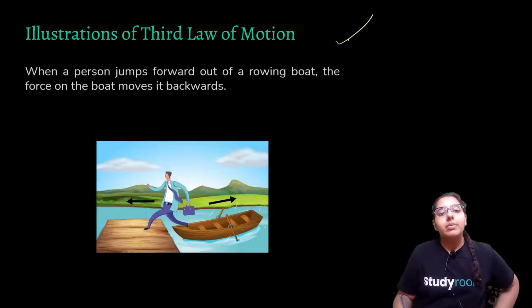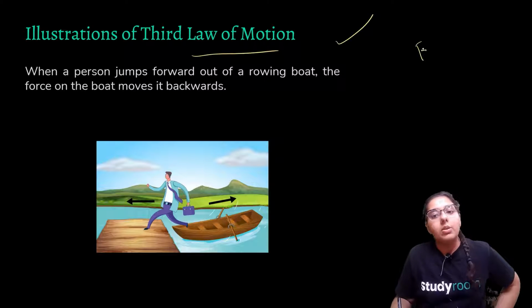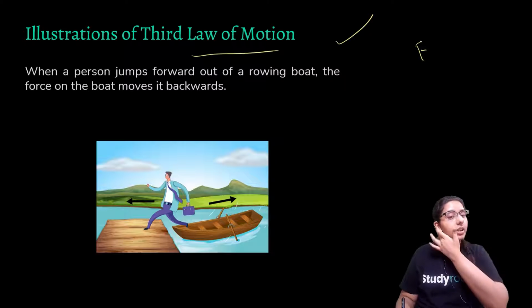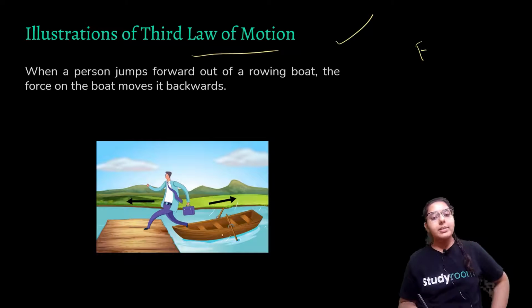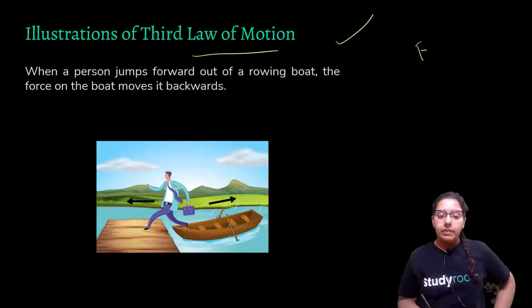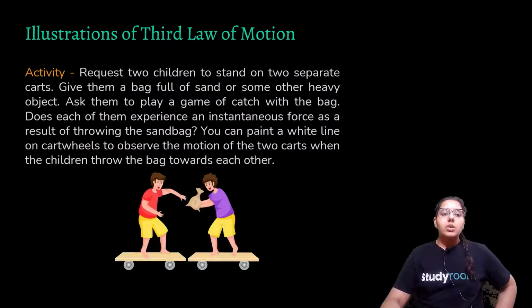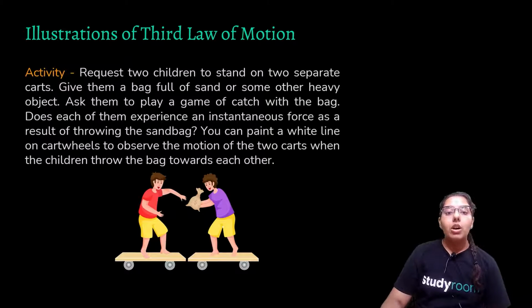One more illustration, because for every action there is an equal and opposite reaction. Just remember this thing. When a person jumps forward out of a rowing boat, the force on the boat moves it backward, right? So you can see, for every action there is an equal and opposite reaction, right? So one more illustration of the third law of motion.